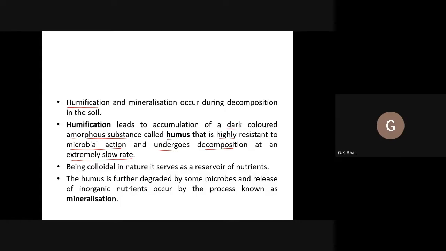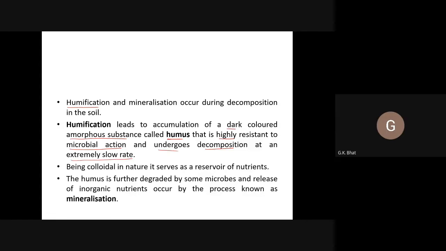Now, I have told you, whenever these earthworm-like creatures cut plant material or animal material into small fragments, these small fragments are nothing but a part of the detritus.